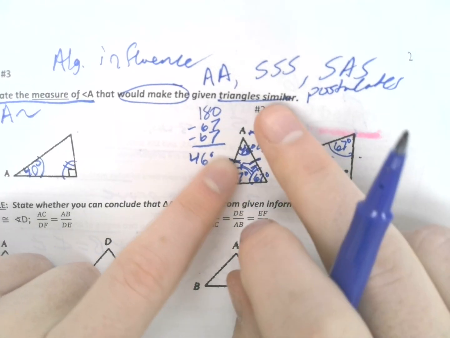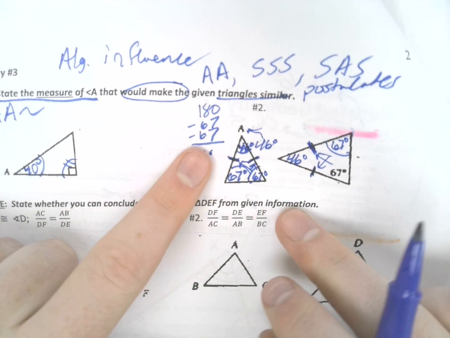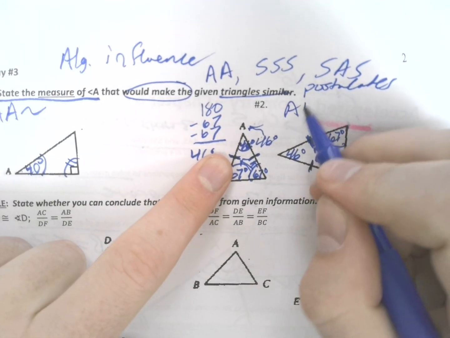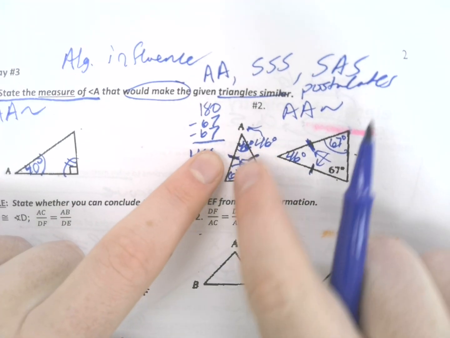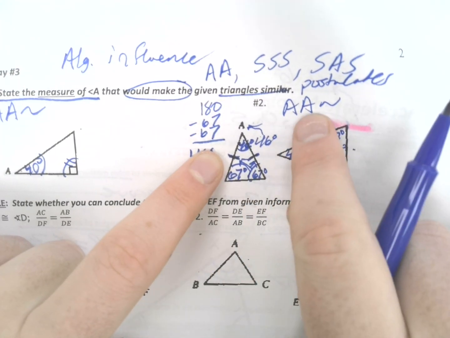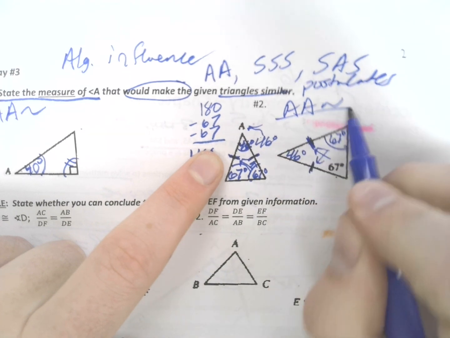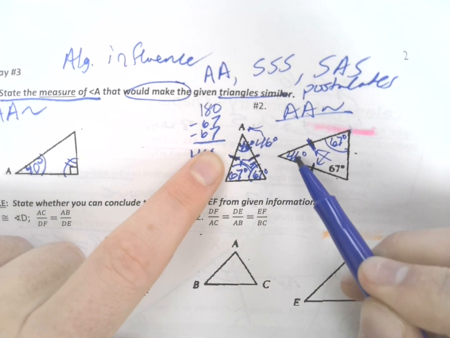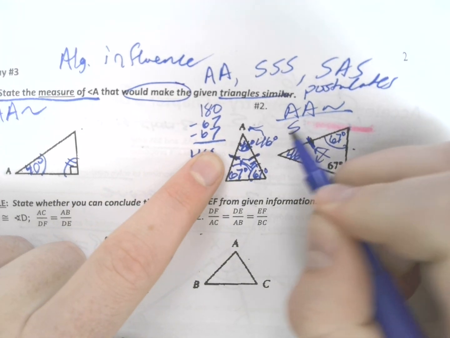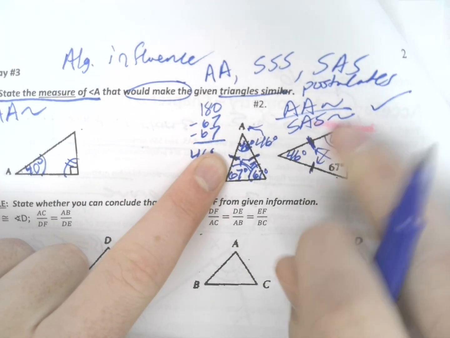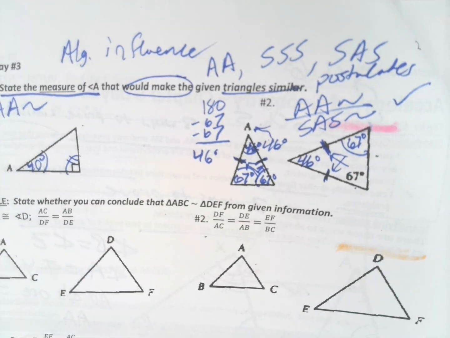And then what would be our postulate that would work? Well, actually, there's a couple. You could do AA, because clearly we know at least 2 angles. In fact, we know all three angles, so AA would work. But also, we've got side, angle, side, side, angle, side. You could do SAS similarity also. Either one of those would work.